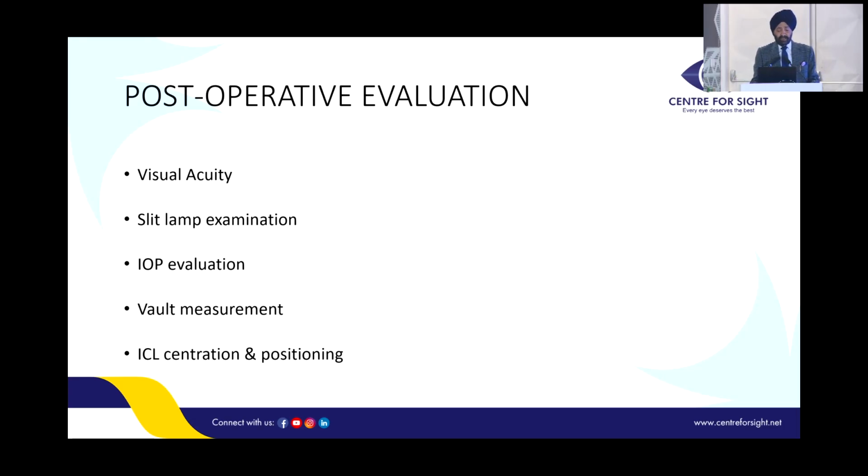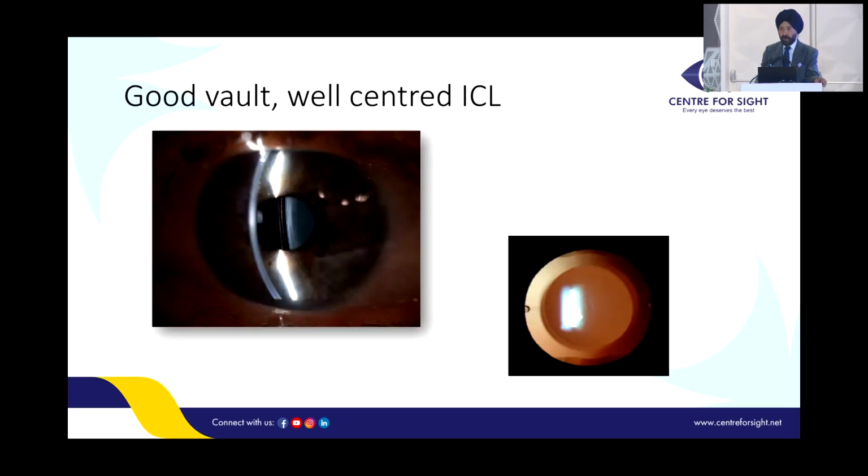The ICL centration and positioning is important. If you get a cross cylinder, or a mixed astigmatism, that means that if you're on the AR, you're getting a plus or a minus, understand that the cylinder is not in the proper axis, and you need to dilate the patient and look at the positioning of the implant.